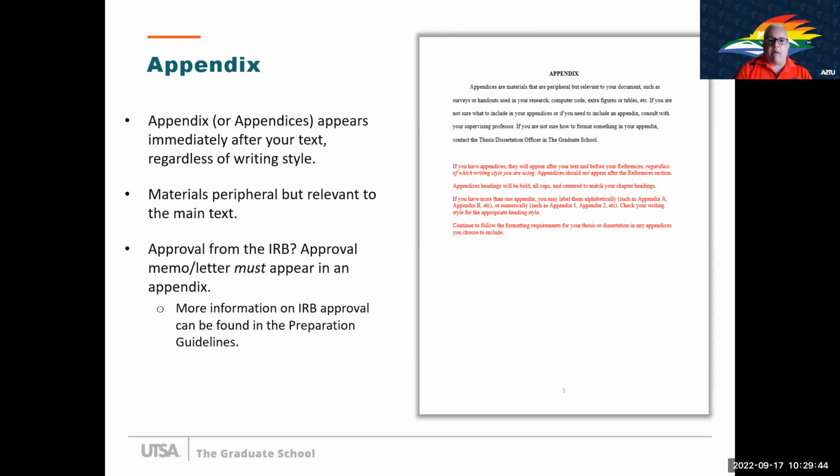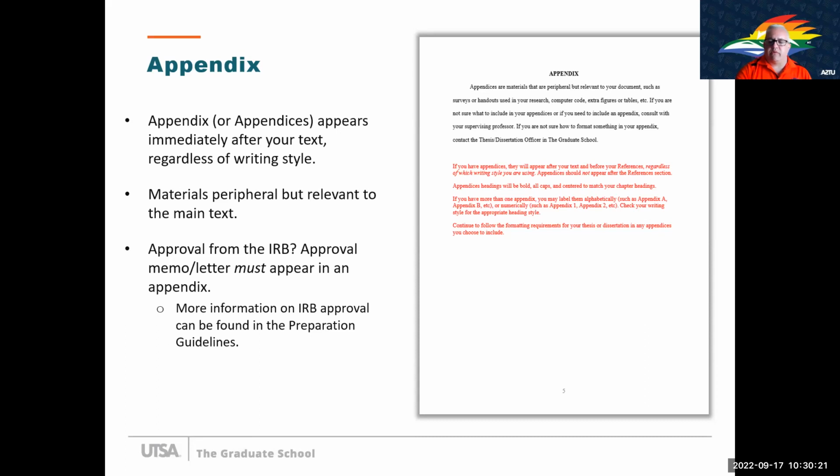For appendices, appendix or appendices, depending on how many you have, this appears immediately after your text, but before the reference section. We get that mistake a lot, where the appendices are after the references, but in fact, in this case, the appendices are before the references. The materials in your appendix are peripheral, but obviously relevant to the main body of content. If you have IRB approval, that memo would be included in the appendices.